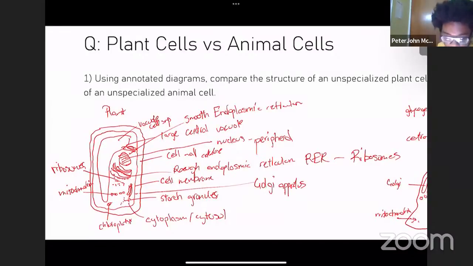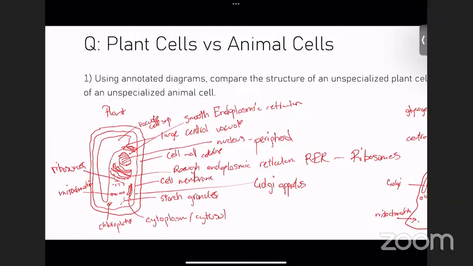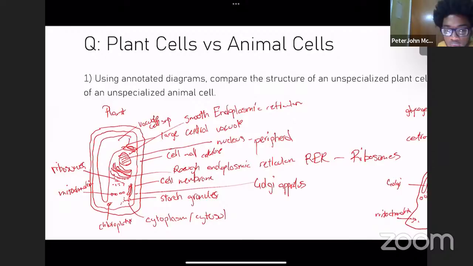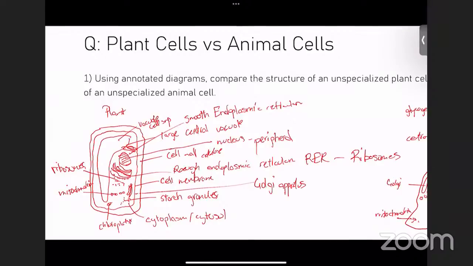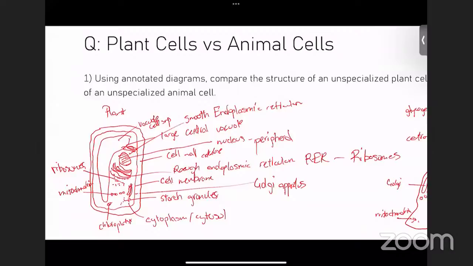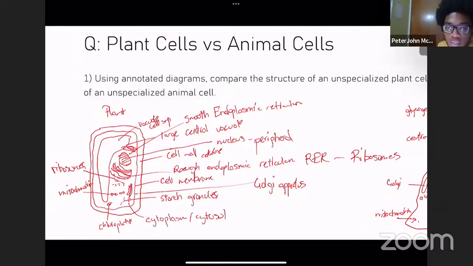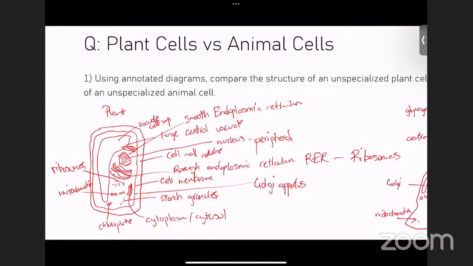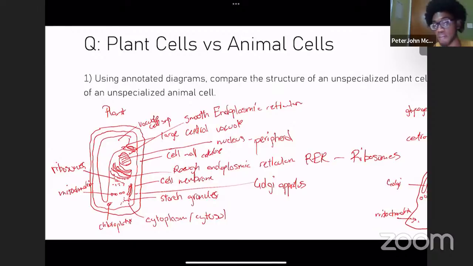What's the function of the RER? You guys don't know, do you? It's the same as the function of the ribosome. Sir, I don't know the function of the ribosome. Anybody know? It synthesizes protein. Protein synthesis. So the RER does the same thing. The RER is just a bunch of interconnected ribosomes, so they have the same function. The ribosome just synthesizes proteins.